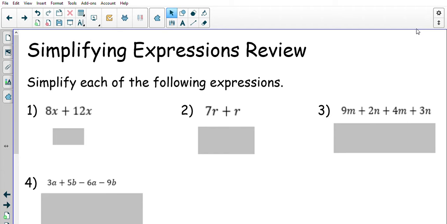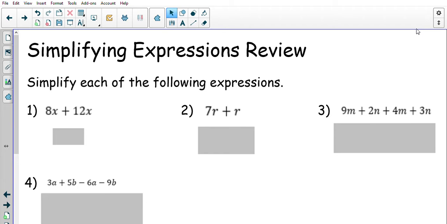There's no guided notes to go along with this, but it is a quick refresher video on how to simplify expressions and help you complete assignment 2. So the first section is going to be some pretty basic, pretty simple, simplifying each of the following expressions problems.